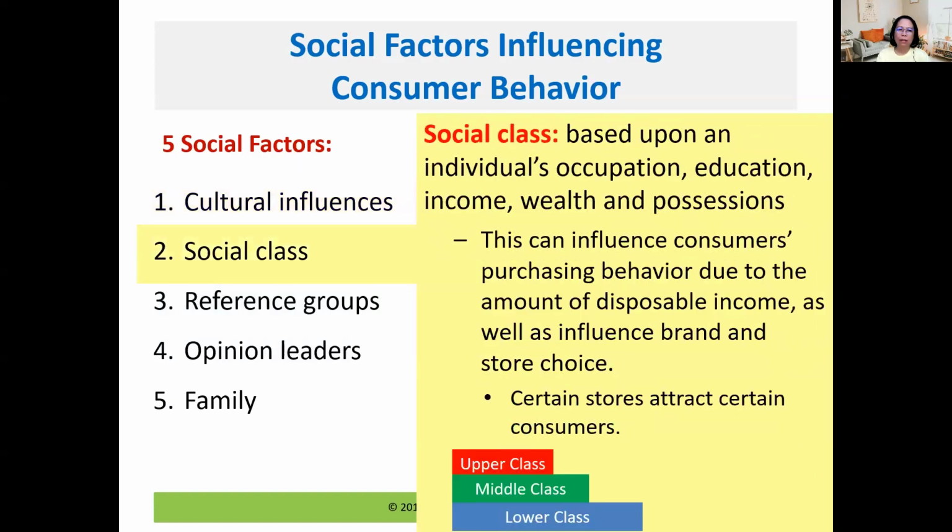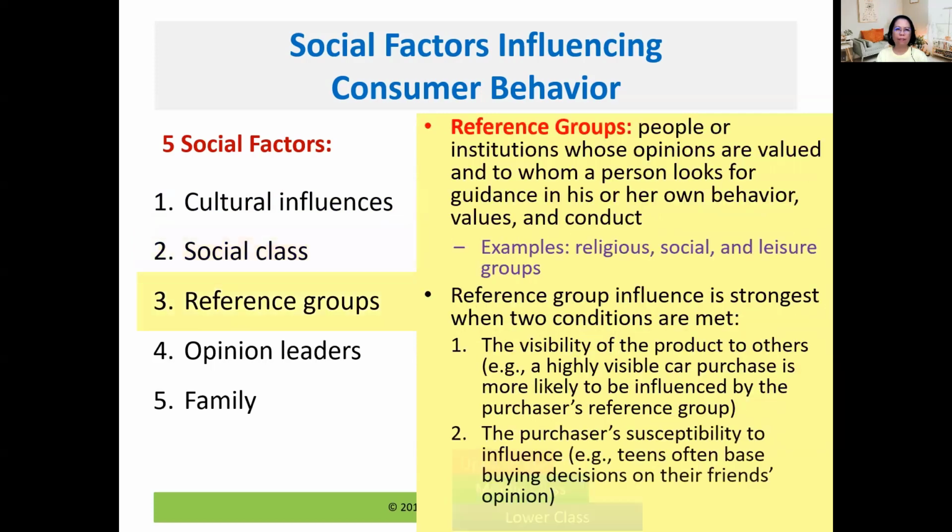Next in the social factors list is social class. Social class is based upon an individual's occupation, education, income, wealth, and possessions. This can include consumers' purchasing behavior due to the amount of disposable income, as well as influence brand and store choice. So certain stores can attract certain consumers. People can belong to the upper class, middle class, or the lower class.